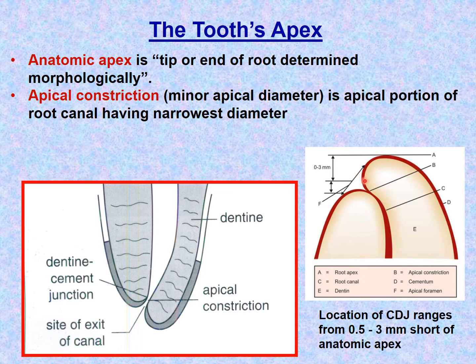الapical constriction، هذا هنا هذا نسميه الapical constriction. It is the minor apical diameter, which is the apical portion of the root canal having the narrowest diameter, which is usually 0.5 to 1 millimeter short of the apical foramen.